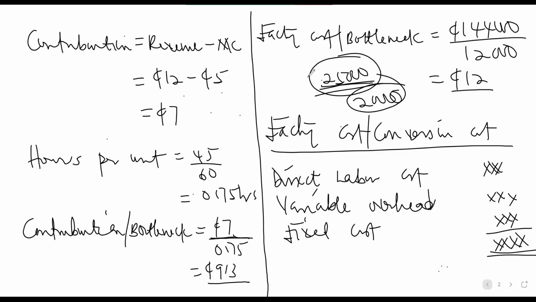If you have a supervisor in the factory, the salary of the supervisor will be treated as what? Production overhead. It's part of the production overhead. So all those costs that are incurred in the factory relating to production. So the variable overhead, the labor cost, the fixed overhead or fixed production overhead. So all other costs relating to production apart from what? Direct material cost. That's what we are calling the factory cost.